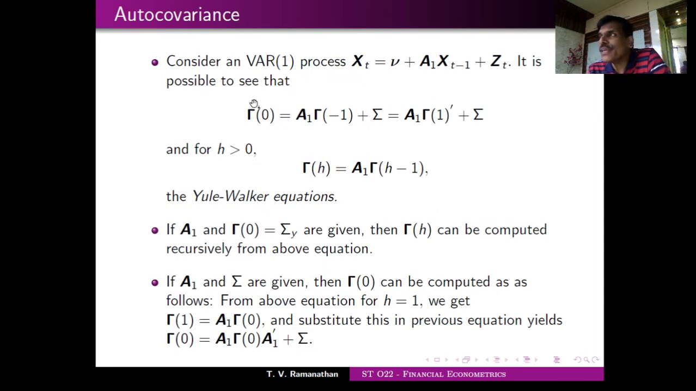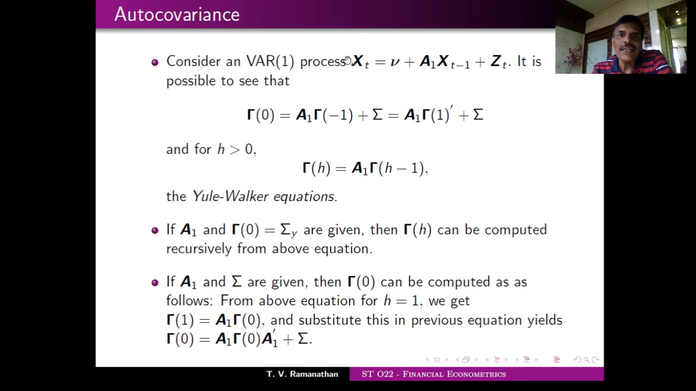Now let's worry about the autocovariance and autocorrelations of VAR models. So I'm going to take a VAR(1) first, and then you can extend to VAR(p). So consider a VAR(1) process. Remember that nu is not the mean. The mean is given by (I minus A1) inverse into nu. That is the mean of this process.